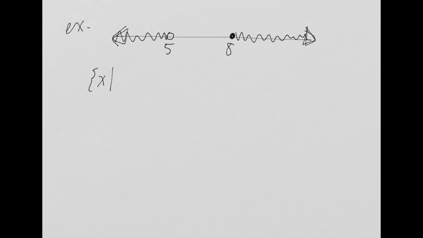Now you can also talk about what happens when you go towards infinity. So maybe I want to talk about all the numbers that are less than 5, but also all of the numbers that are greater than 8. Just like the last one, I have more than one set, so I'm going to have a union. So the first one, all x such that x is less than 5. For the second one, all x such that x is greater than or equal to 8. So that's one way to write this.